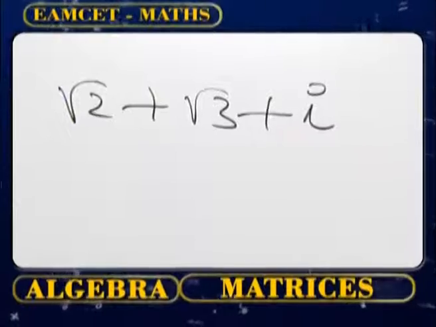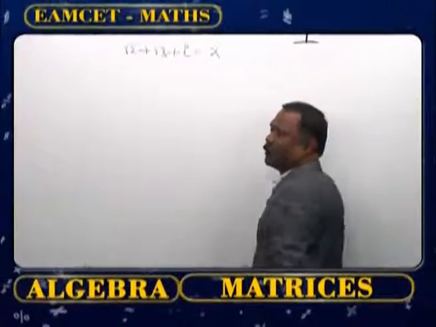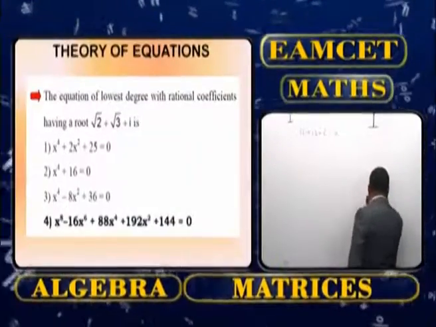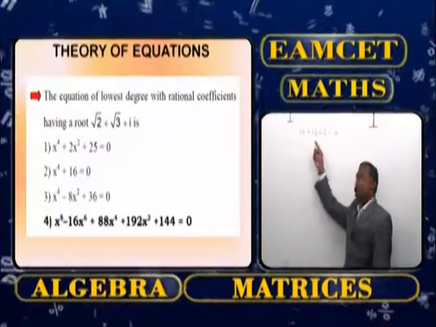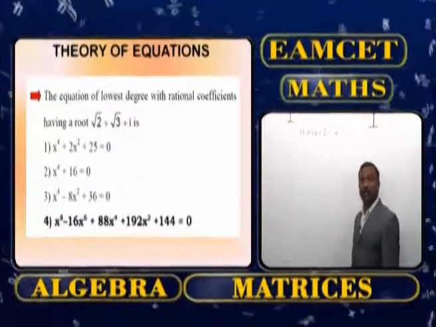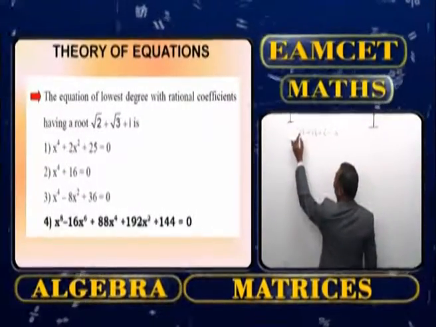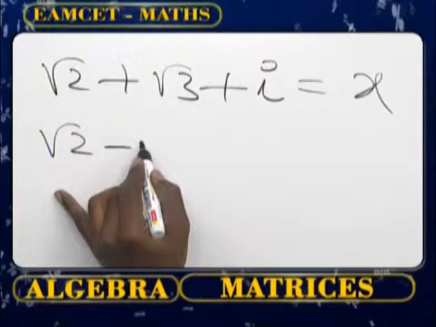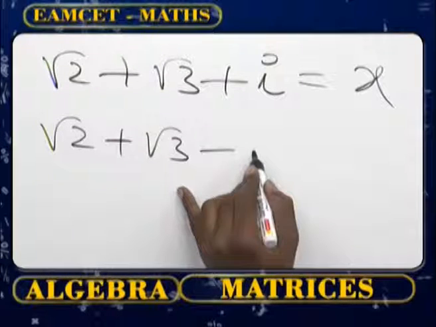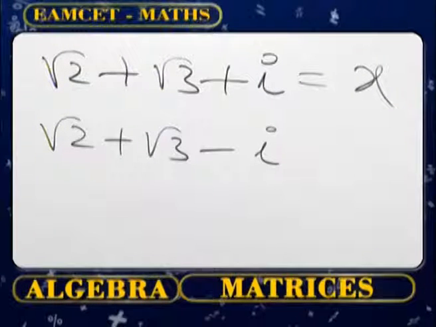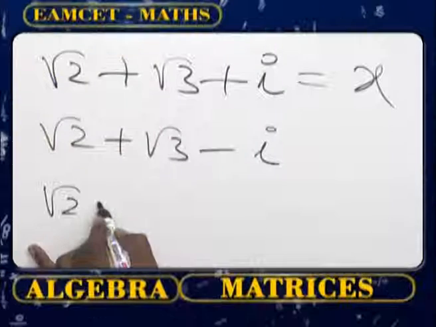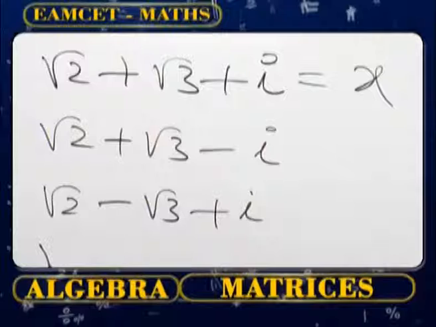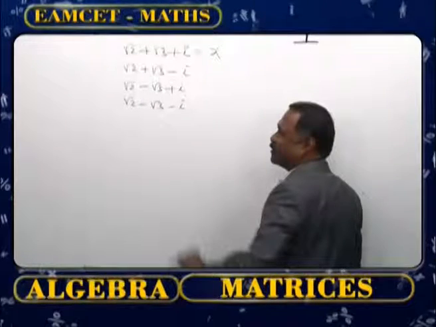Okay, let me take this as x. And what should be your understanding first? When it is irrational, then you will have the roots in this way. This is root 2 plus root 3 plus i, and plus i becomes minus i, this is one more root. Similarly, root 2 minus root 3 plus i is one root. Root 2 minus root 3 minus i is another root.